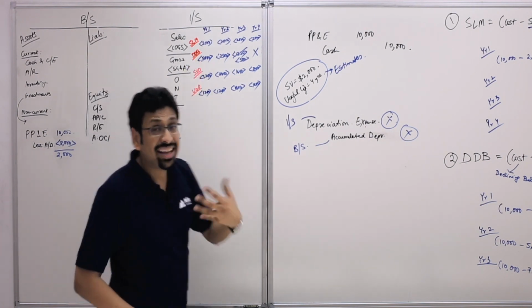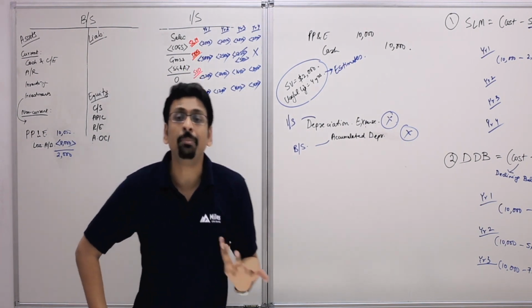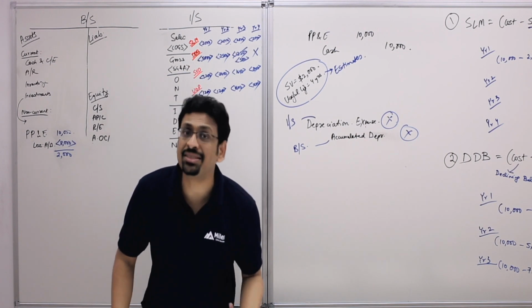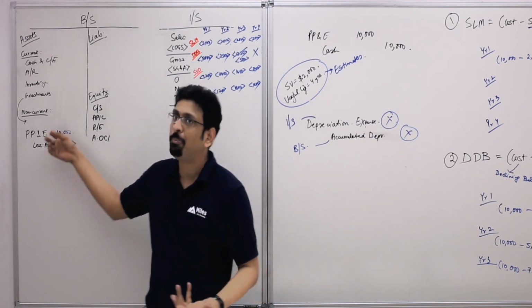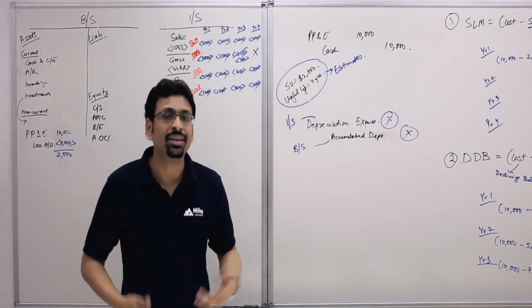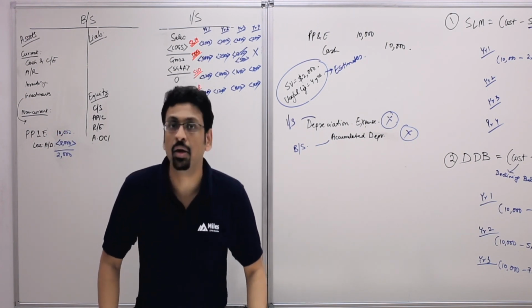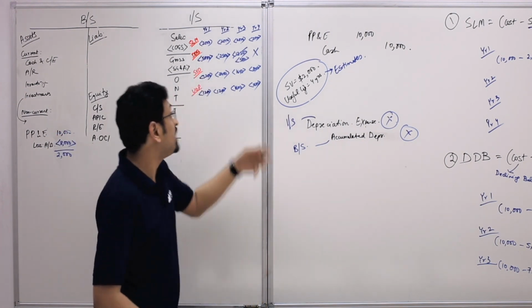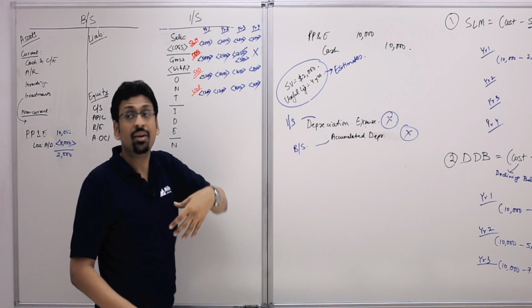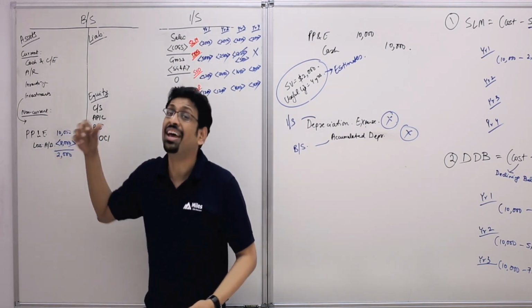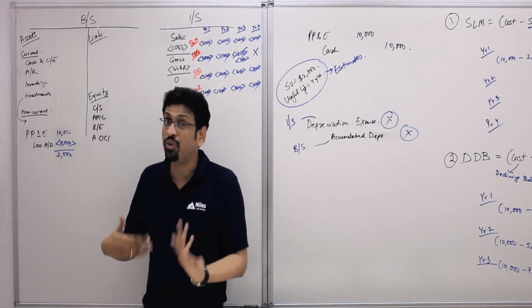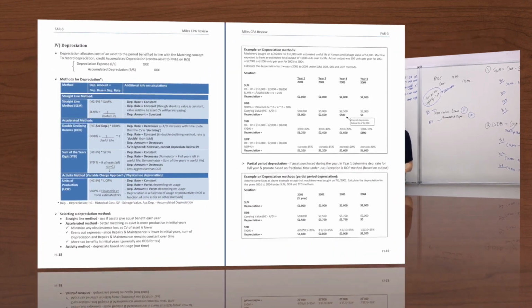And if you're using accelerated method, that also minimizes any obsolescence loss. Let's say you bought some equipment and suddenly after 2 years, the technology was outdated. Because you used accelerated methods, the carrying value of this asset is pretty much low.